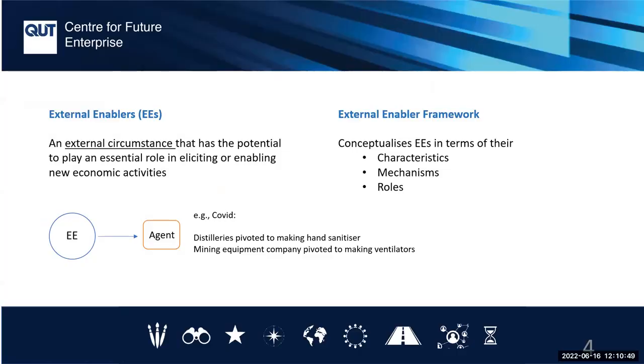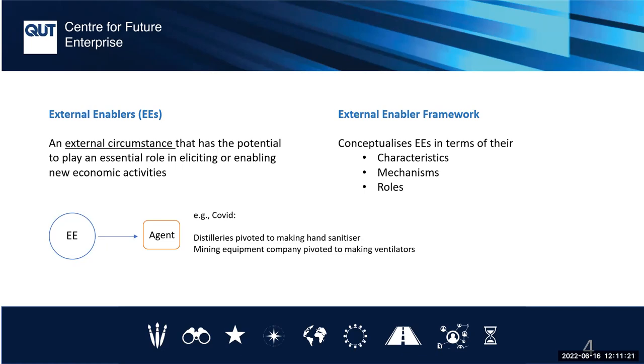Okay, so for example, if we take the external enabler that is obvious in these times, COVID, what did it do? It acted on various agents around the world. Some examples there are, at least in Brisbane, distilleries moved from making gin to making hand sanitizer. And the other one that I'm familiar with is a mining equipment company down in Ballarat, Victoria, switched from making mining equipment to making ventilators. So that just gives you an idea, just a very simple overview.